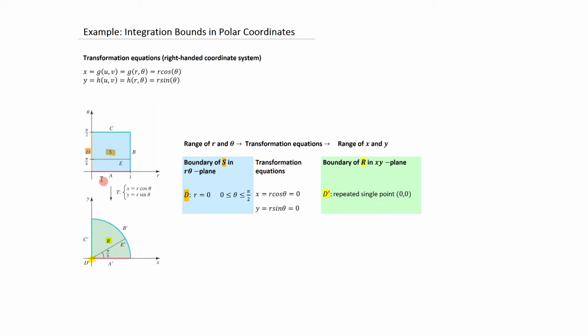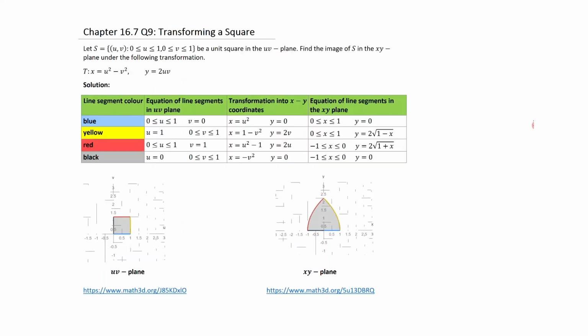So now what we have done is we've mapped out the region in the UV plane, that's the bounds of the region, to the bounds in the XY plane. All right, so let's take an example from the book. This is from chapter 16.7, question 9. You're given S, in which U ranges from 0 to 1 and V from 0 to 1. It's a unit square in the UV plane. And you want to find the image of S in the XY plane under the following transformation shown here.